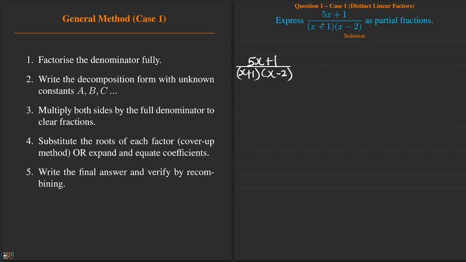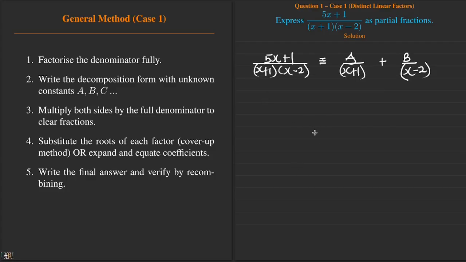Now you observe that the denominators are linear factors. If they are linear factors, how many are they? There are 2 distinct linear factors. So we are going to say it is going to be A, the first constant, over the first denominator, which is x + 1, and then plus B over the second denominator, which is x - 2. Here's what we have.